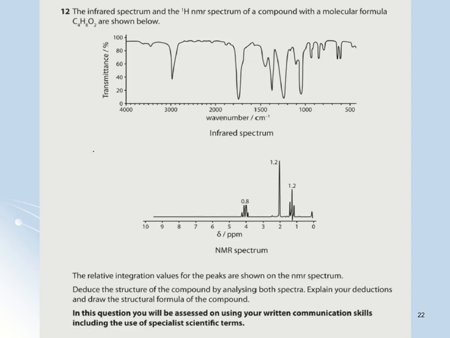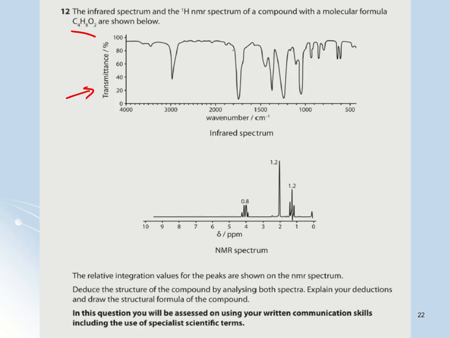So in this one we have an infrared spec, which they pop up now and again. So you have to look at your table for your infrared specs. We have this formula here, so we have 2 oxygens in it again. So it's either going to be an ester or a carboxylic acid. See if they give us any other information. The relative integration values are as so; deduce the structure, and explain your deduction.